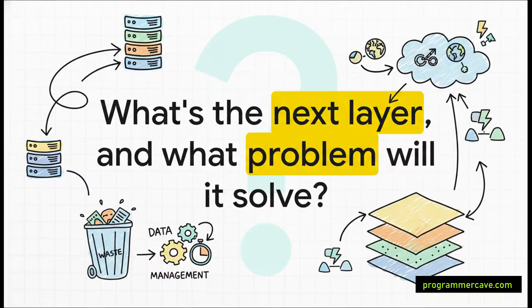Each one of these layers we talked about was built to solve a very specific problem. First waste, then management, then speed. And together, they built the internet as we know it today. So that leaves us with one final big question to think about. What is the next huge problem that we need to solve? And what will be the next layer of abstraction that gets us there?